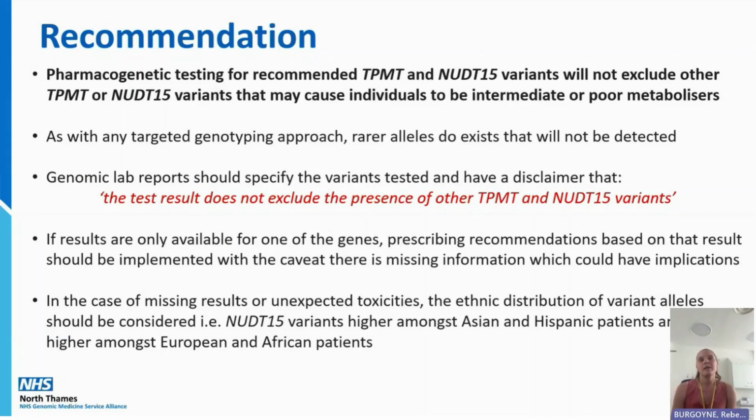If results are only available for one of the genes, prescribing recommendations based on that result should be implemented, with the caveat that there is missing information which could have implications for the patient. And in the case of missing results or unexpected toxicities, the ethnic distribution of variant alleles should be considered. So, for example, the fact that NUDT15 variants are higher among Asian and Hispanic patients, and that TPMT variation is higher among European and African patients.